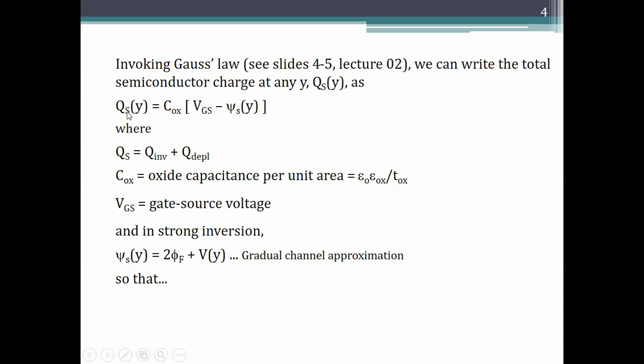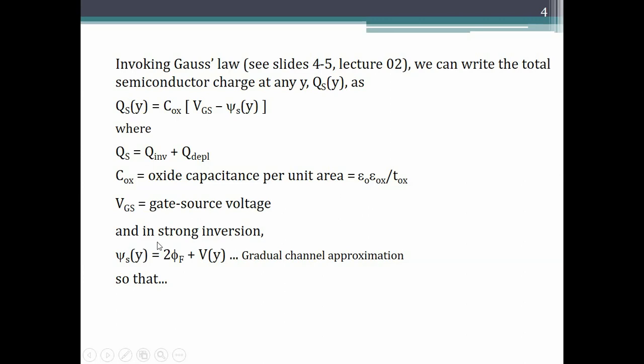Alright, and as we saw last time, the semiconductor charge has two components, the inversion charge and the depletion charge. The depletion charge is fixed and cannot move, since it is the acceptor ion charge, so we separate them out. Q depletion does not contribute anything to the current because these charges cannot move. Alright, so that is QS, Cox is the oxide capacitance, and VGS is the gate source voltage.